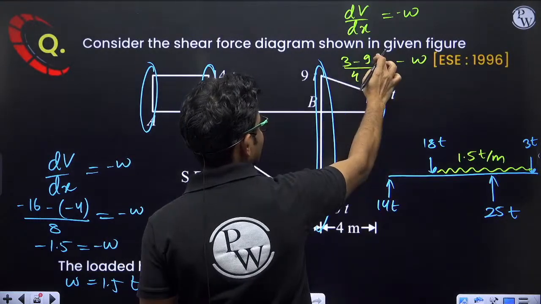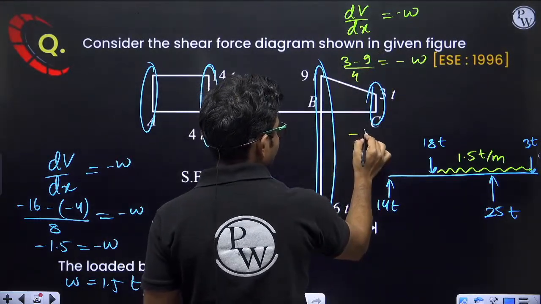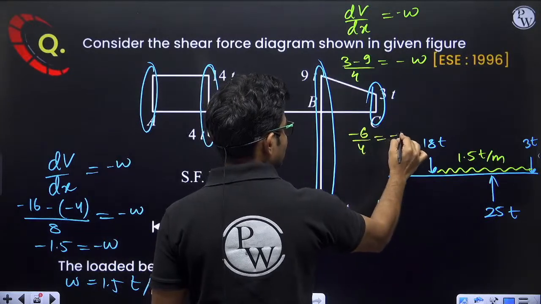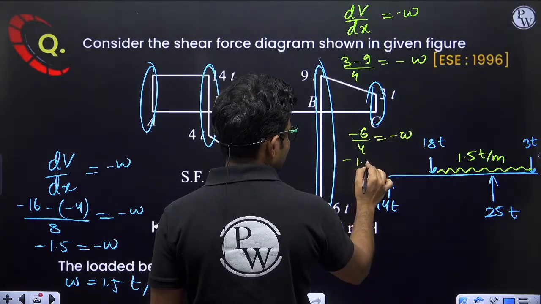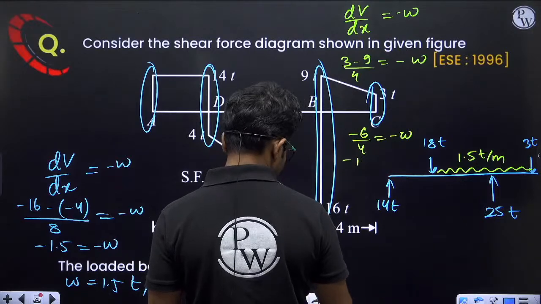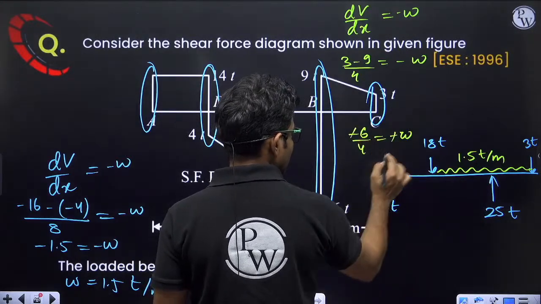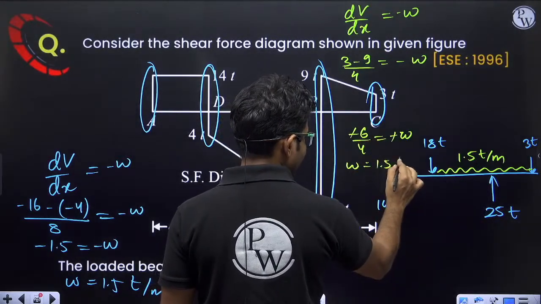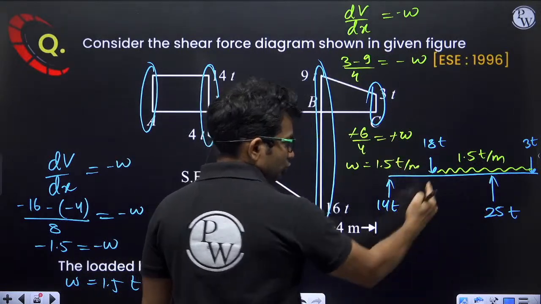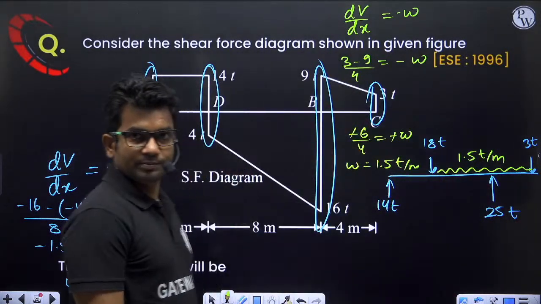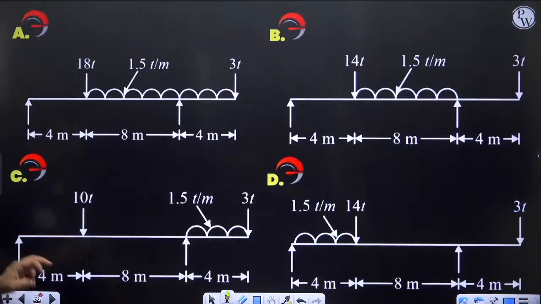Okay, so 3 minus 9 is minus 6. Minus 6 by 4 is equal to minus W. It will be minus 1.5 ton. So minus minus will get cancelled out. Okay, so we'll get W is equal to 1.5 ton per meter. Okay, so it is same in both the parts. So let us see what is the correct answer.